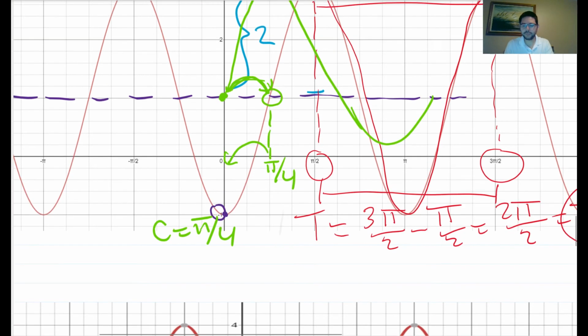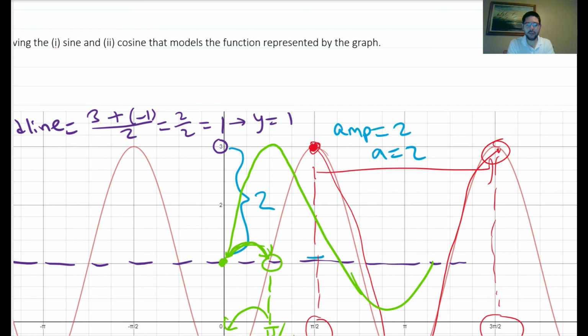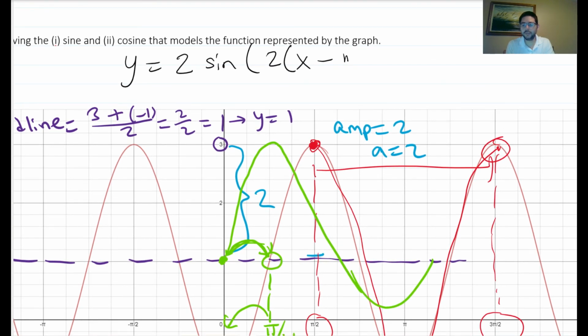For sine, my equation is y equals a, which is 2, sine b, which we said was 2, x minus c, and c we said was positive pi over 4. And then d we said was positive 1. And there's my equation for sine. Now let's do cosine. Cosine is going to be the same, but the phase shift is going to be different.